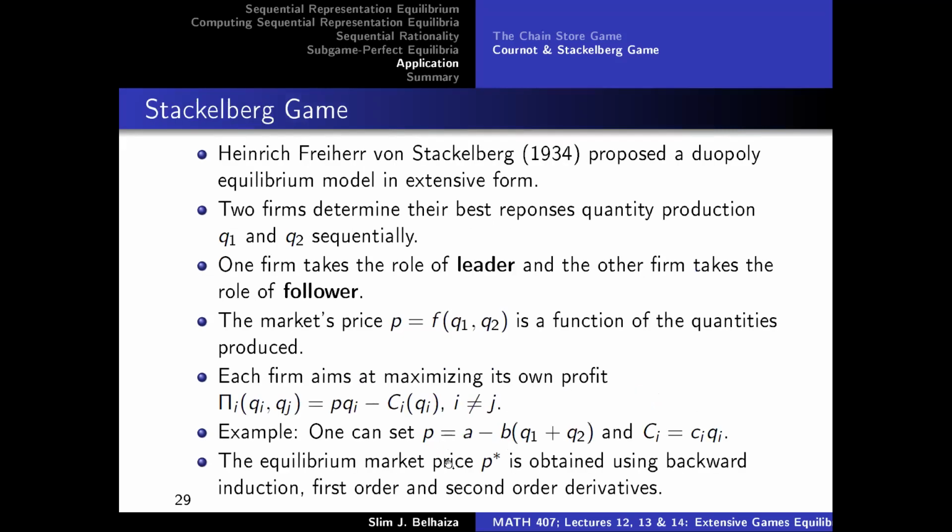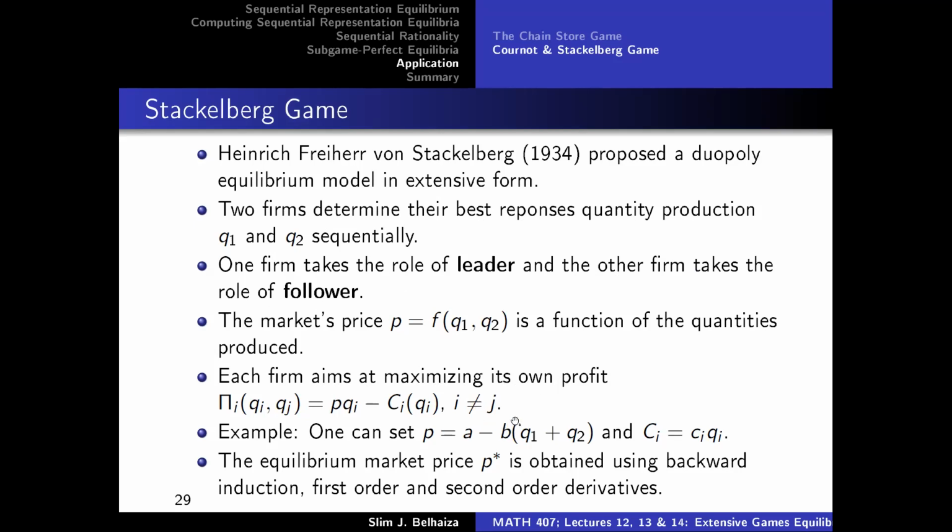While for the Stackelberg game, Heinrich Freiherr von Stackelberg, who lived in the early 20th century, proposed a duopoly equilibrium model in extensive form, where we had two firms, but they don't decide simultaneously. The two firms determine their best response quantity production, Q1 and Q2, sequentially, but here we have a leader firm and a follower firm. One firm takes the role of the leader, the other takes the role of the follower, and the market price is a function of the quantity produced, and each firm aims at maximizing its own profit.